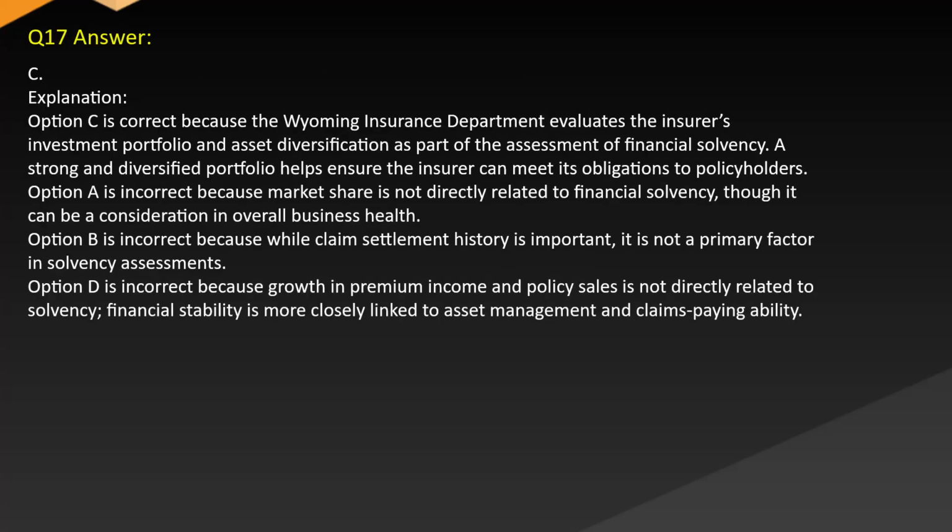Answer C. Explanation. Option C is correct because the Wyoming Insurance Department evaluates the insurer's investment portfolio and asset diversification as part of the assessment of financial solvency. A strong and diversified portfolio helps ensure the insurer can meet its obligations to policyholders. Option A is incorrect because market share is not directly related to financial solvency, though it can be a consideration in overall business health. Option B is incorrect because while claim settlement history is important, it is not a primary factor in solvency assessments. Option D is incorrect because growth in premium income and policy sales is not directly related to solvency. Financial stability is more closely linked to asset management and claims paying ability.